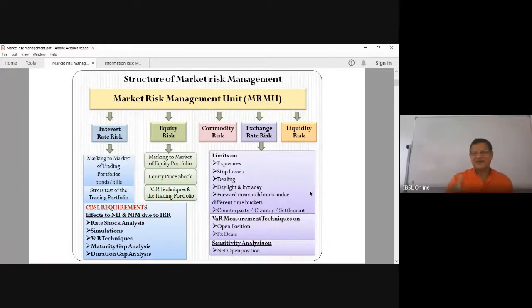So that's how the exchange rate will create a market risk component. So what we do in managing this, we use various ways of identification of risk. Generally, we can mark to market.